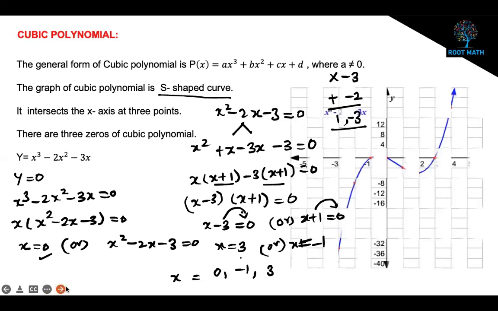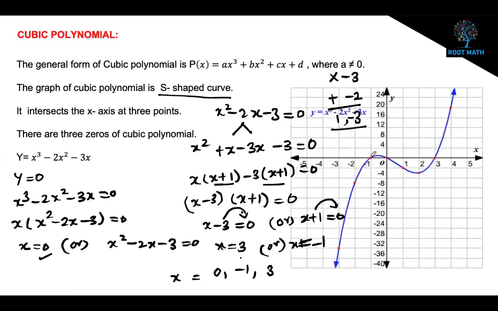Let's check with graphically. You can see here the graph intersects the x-axis at negative 1, 0 and positive 3. So for a cubic polynomial, the degree is 3. So the curve intersects the x-axis at 3 points. The 3 points are known as the zeros of this cubic polynomial.